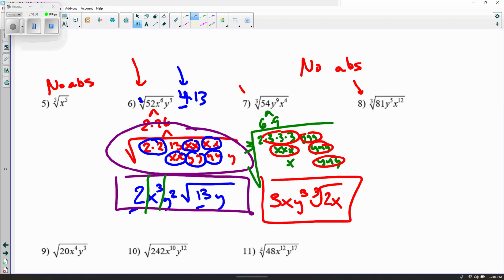Is that my final answer? Yeah, that's my final answer. Why do I not need absolute values? Because that's an odd index, and I don't need absolute values for an odd index.